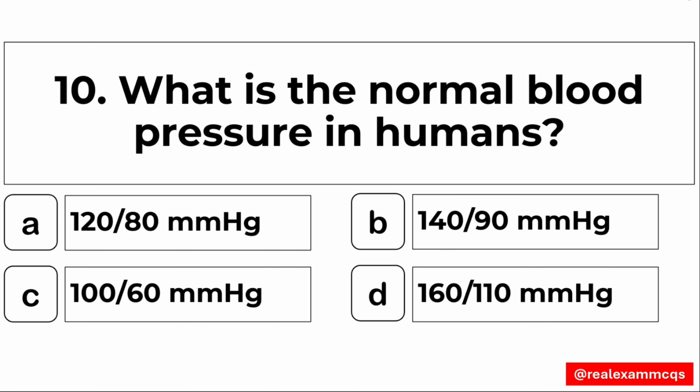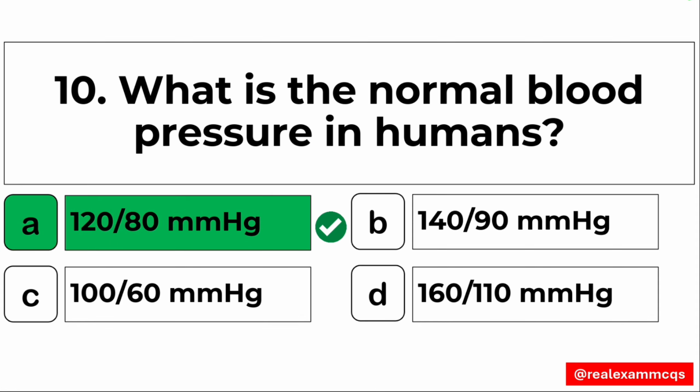Question number 10. What is the normal blood pressure in humans? Option number is the right answer. 120/80.